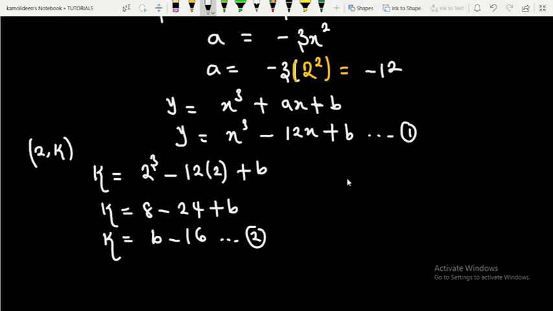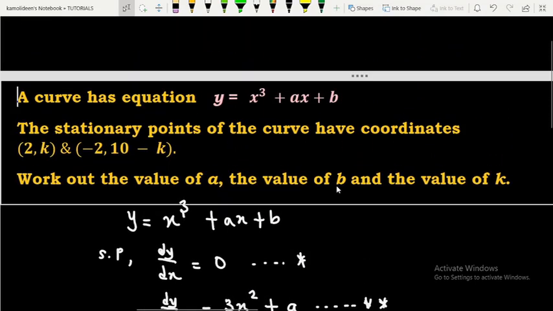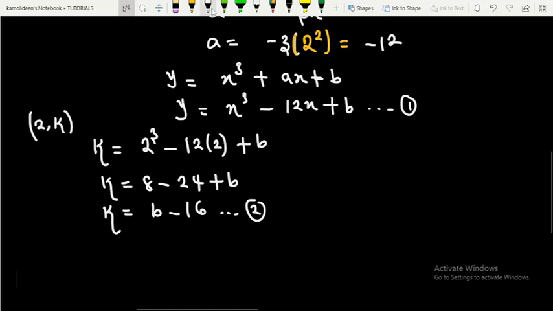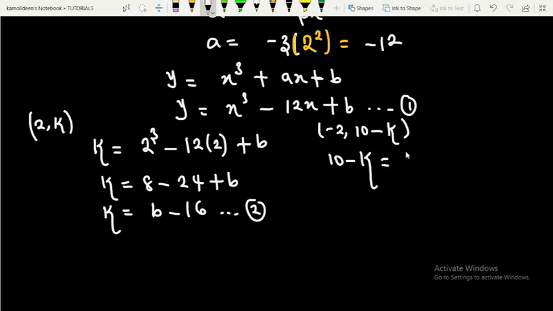Now for the second coordinate, the second coordinate is given as negative 2, 10 minus k. So I'm going to substitute this into equation 1 as well. So that y becomes 10 minus k equals x cubed will be negative 2 raised to the power 3, minus 12 multiplied by x will be negative 2 again, plus b.